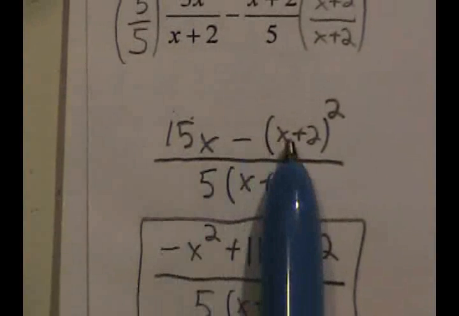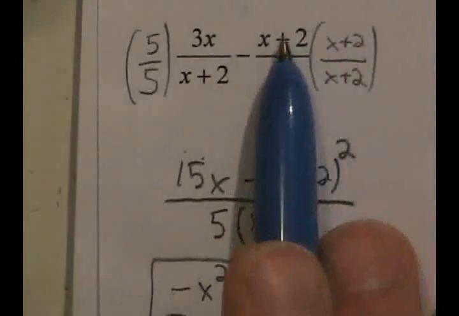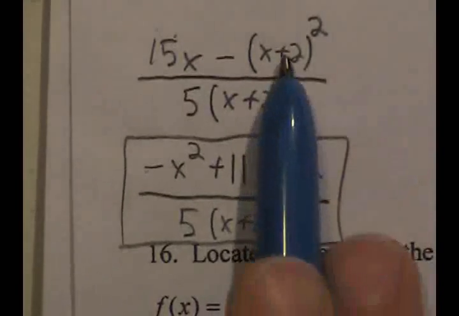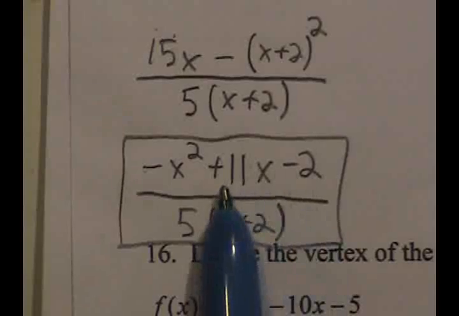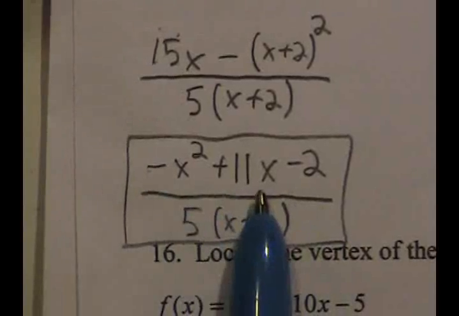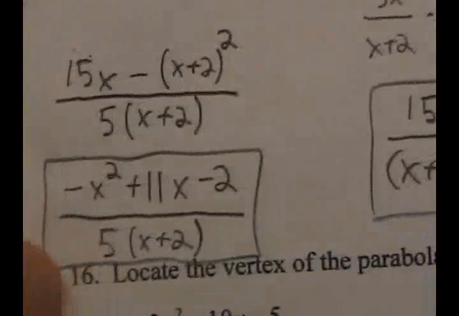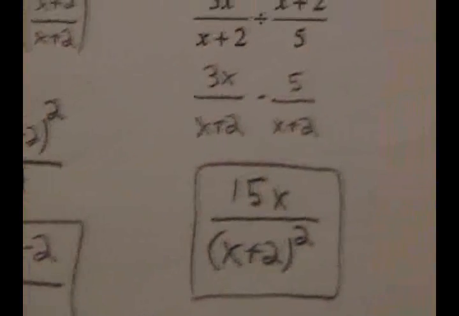So you get 15 times x, and this is squared because it's this times itself. And when you multiply all that out, this is what you get. I don't care if you put the negative out front or whatever, but that's how it's done. I'm just happy if you can add the fractions up.